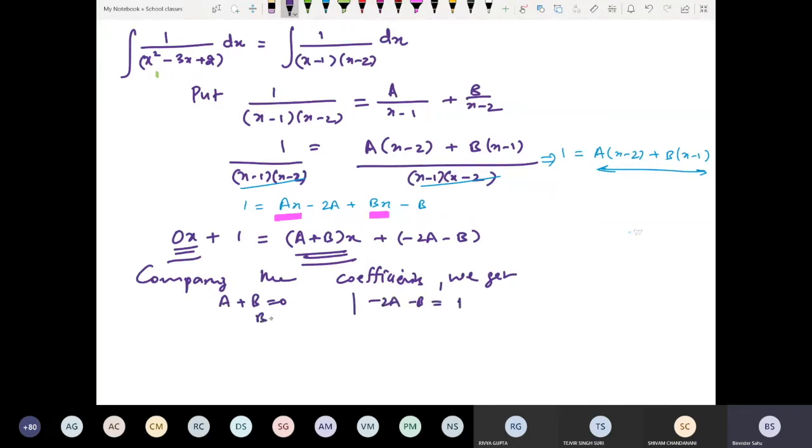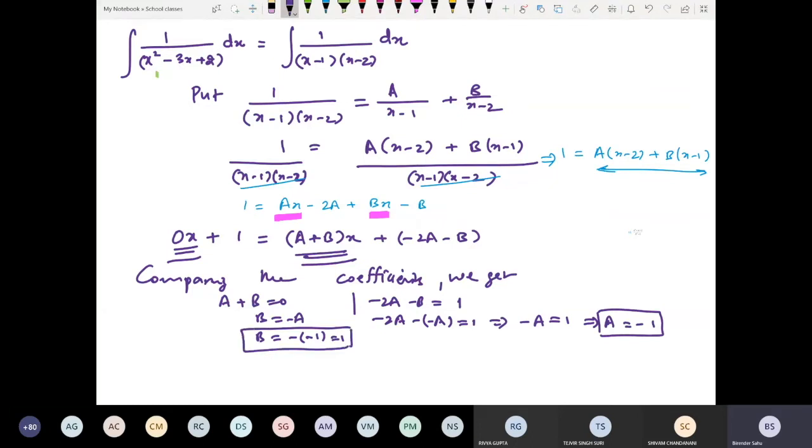From here we can get b equals minus a. We can simply put b as minus a here. Just simplify, this will be minus a equals 1. Is there any doubt to anyone? So this a is nothing but minus 1. Now what is b? If a is minus 1, just put it here, it will be 1. So b is 1.